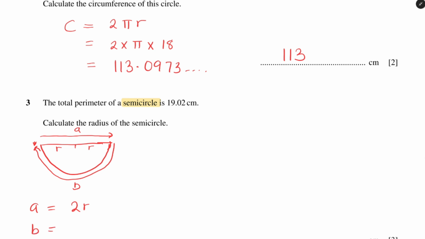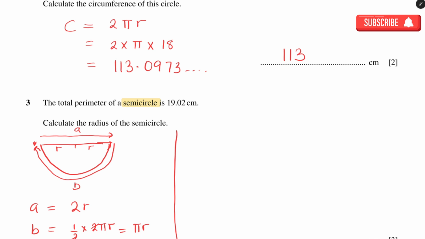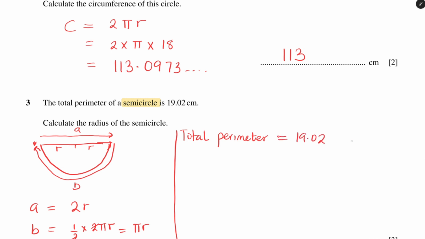Our B will be given by what? Half, since it's a semicircle, half times 2 pi r. All right, so this 2 is going to cancel this 2. So really, our B is just pi r. Now that we have been able to identify both parts, the total perimeter has been given as 19.02, and it is the same thing as 2r plus pi r.